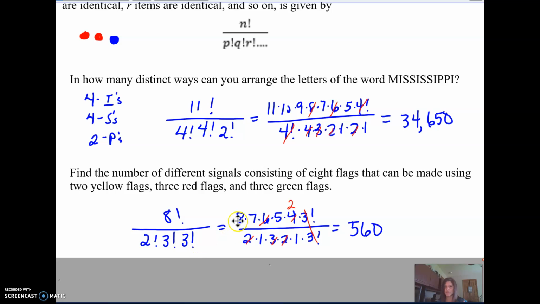So just like the last time, I'm going to take the top 8 all the way down to 3 factorial, which is the highest number I have in the bottom, so those will cancel. And then I write out the other 2, the 2 factorial and 3 factorial, and cancel where I can, and I come up with a final answer of 560.